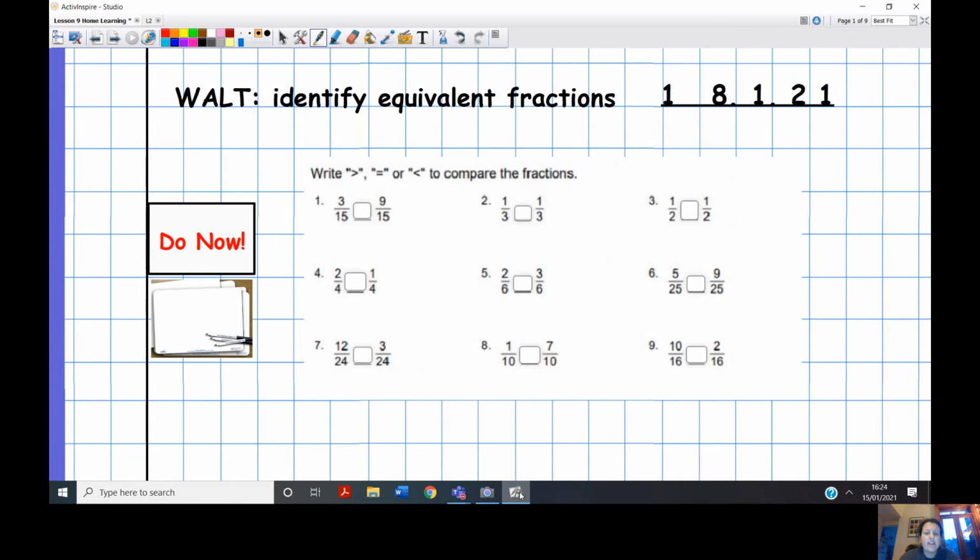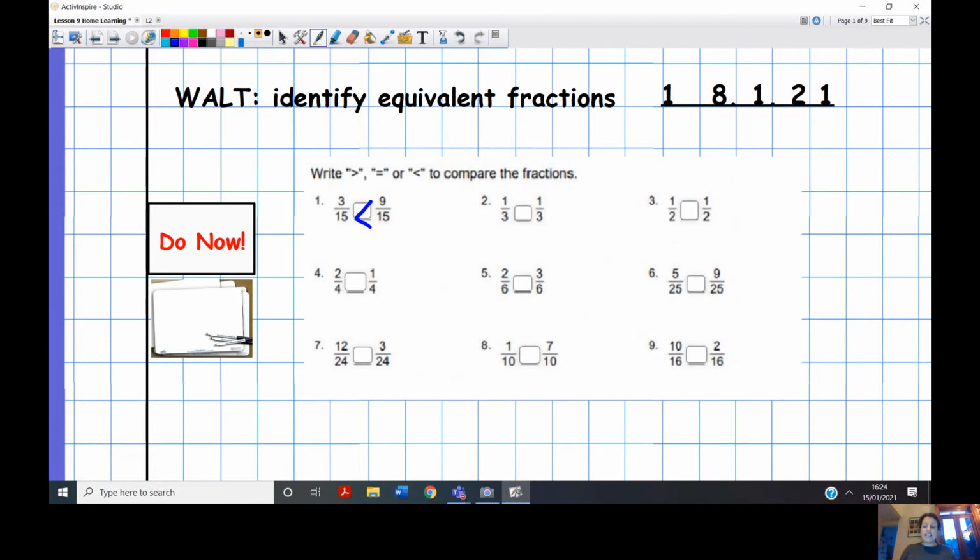3/15 and 9/15. Remember, we're only looking at the numerator because the denominator is the same. Is 3/15 smaller, larger or the same as 9/15? I think it's smaller because 3 is a smaller number than 9. So I'm just going to draw my little less than sign there. Okay. Pause now to complete the do now.